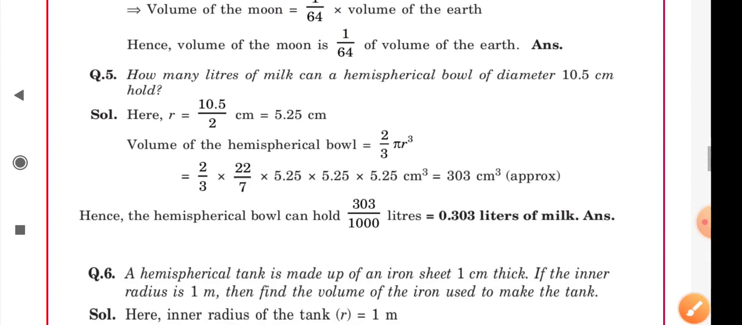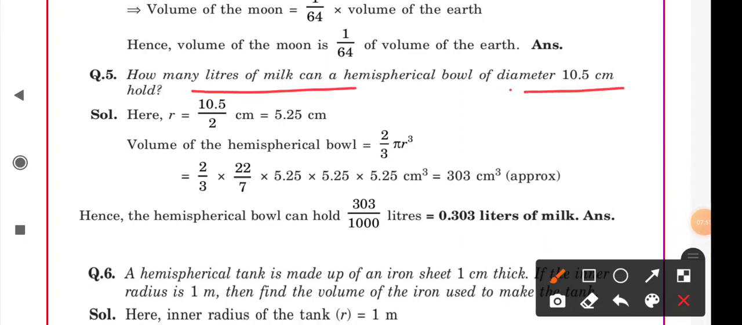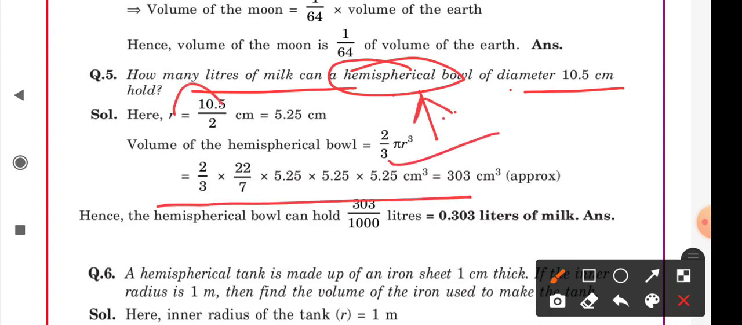Now moving to question number fifth. In question number fifth, you have to find how many liters of milk a hemispherical bowl of the given diameter can hold. It's a hemispherical bowl, so for the quantity of milk, again you have to find the volume of the hemisphere, which is 2 upon 3 pi r cube. You will substitute all the values, but for that first you will find r, because the diameter is given. You have to find the radius. It is given in centimeters. For converting it into liters, you will divide it by 1000.